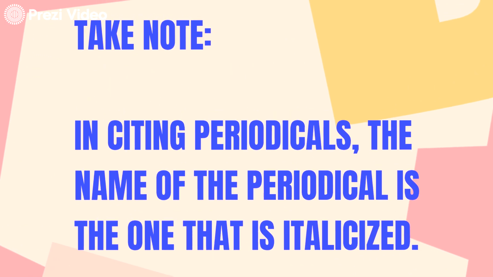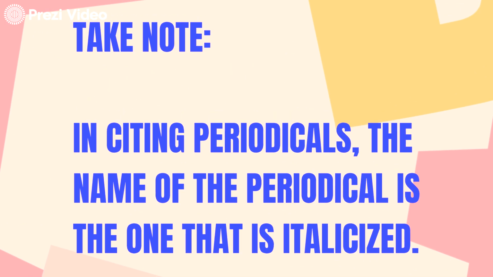Okay, so things to remember when citing periodicals. What is italicized would be the name of the periodical, not the title of the article. Okay, so the title of the article is in sentence case but not italicized. The name of the periodical is in proper noun format and is italicized. Right.